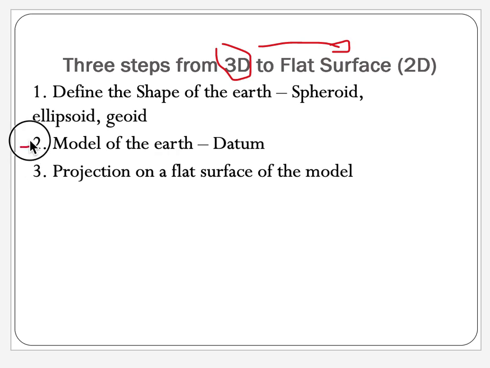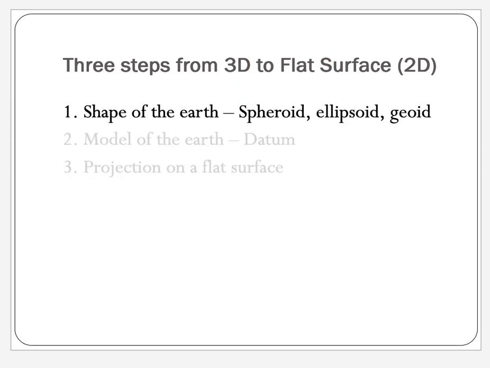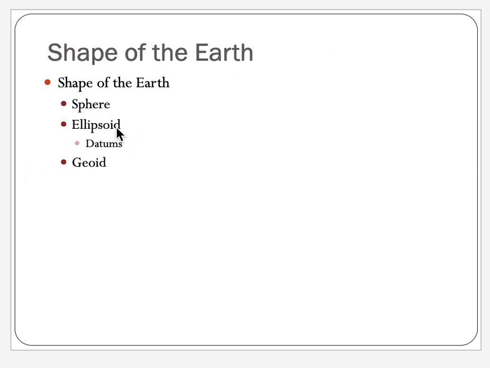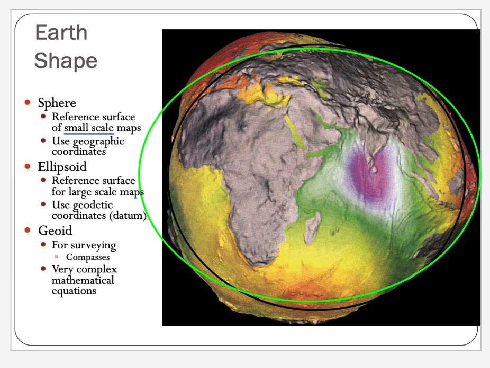Next we're going to talk about datums, and we'll cover projections next week in lecture. Again, we're looking at the sphere, ellipsoids, and datums, which are connected to a specific ellipsoid, and lastly, a geoid. For Earth's shape, a sphere, you can see that this black outline here is representing a sphere. A sphere is good to use for geographic coordinates such as latitude and longitude, and it can also be used for small scale maps.